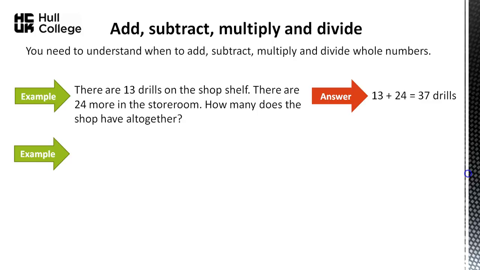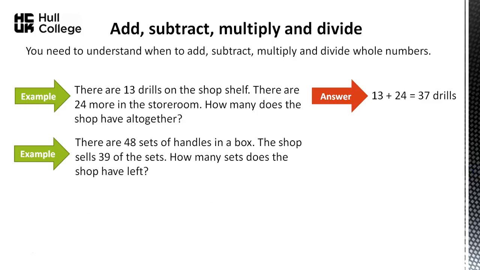Example 2. There are 48 sets of handles in a box. The shop sells 39 of the sets. How many sets does the shop have left? This requires subtraction. 48 minus 39 equals 9 sets.